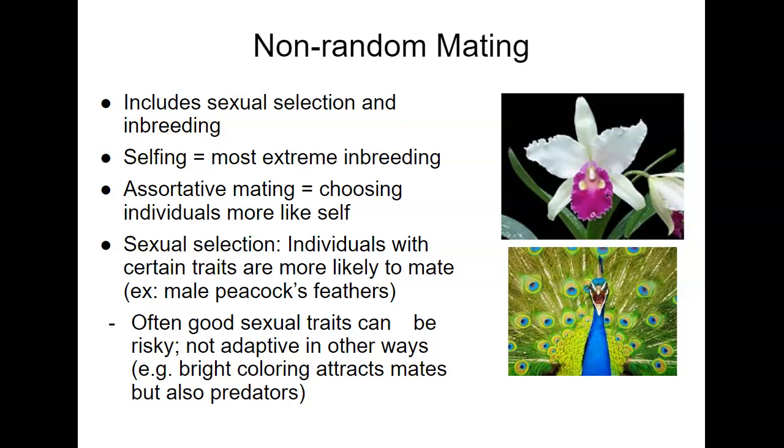Assortative mating is where individuals might choose mates that are more like themselves. Peacock feathers are the clear example of sexual selection, so it drives evolution. Male peacocks do not like dragging those feathers around, but the brighter, most beautiful peacock is the one that gets to mate. So that can drive selection in a certain way.